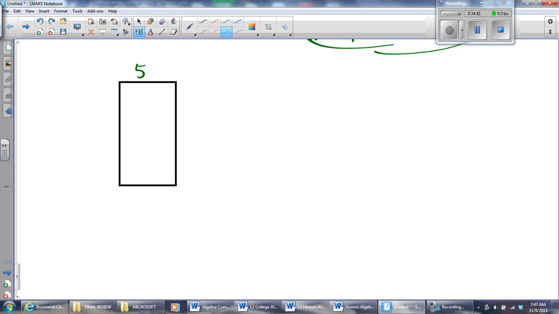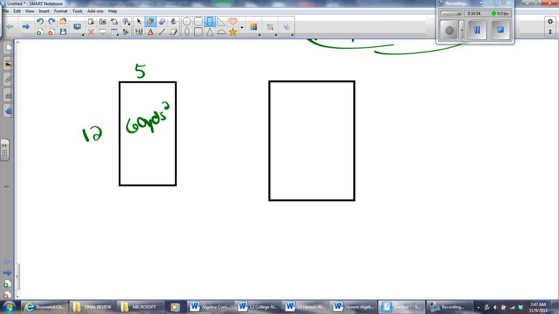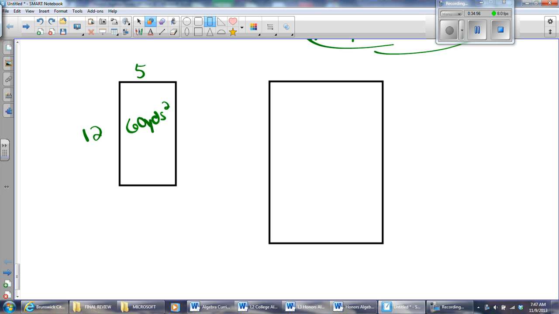It's 5 yards by 12 yards. You know, I happen to know that that's going to be 60 yards squared. I don't think I'm going to use that information, but it's good to know. Sometimes I will. Now, I think the problem says something about increasing it by the same amount on both sides.